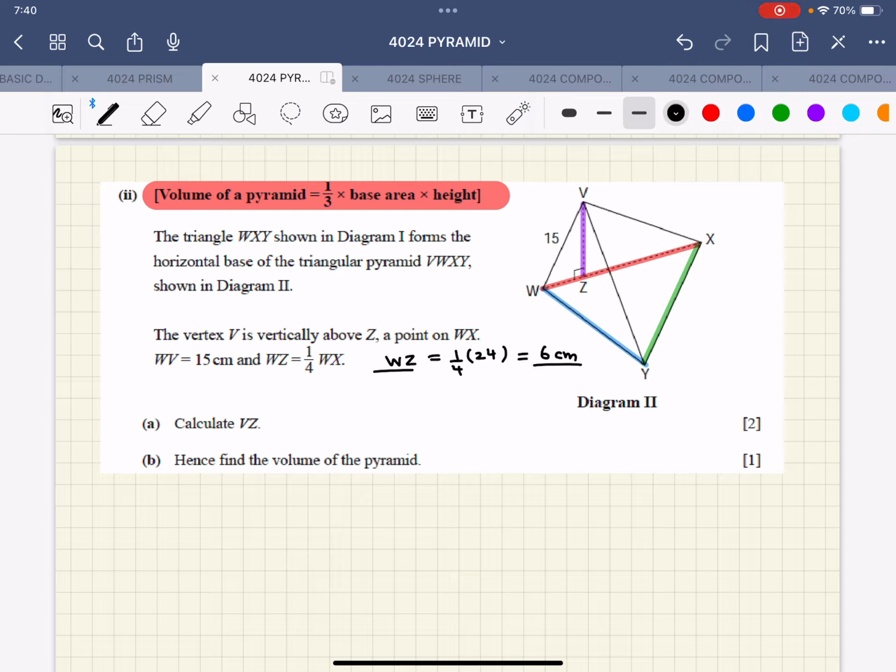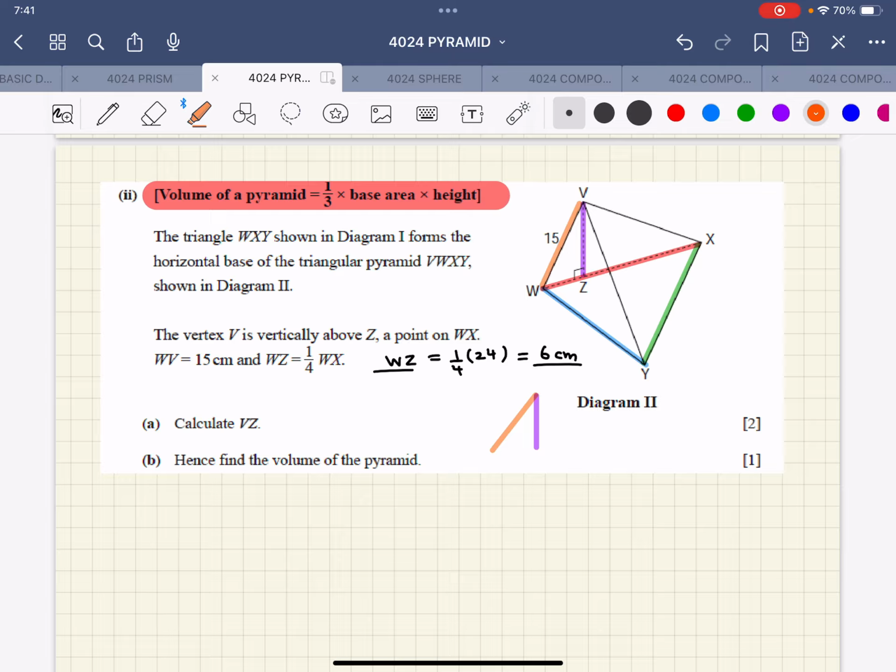Calculate VZ. Now, if I want to calculate VZ, let me just label this, hold for a second. So let me choose the color. This is VZ, that is the height. Now the height is not 15, my bad. So height is not 15. Let me draw it like this. This is VZ and VW is 15. So let me label this in orange color. So this is 15 like this.